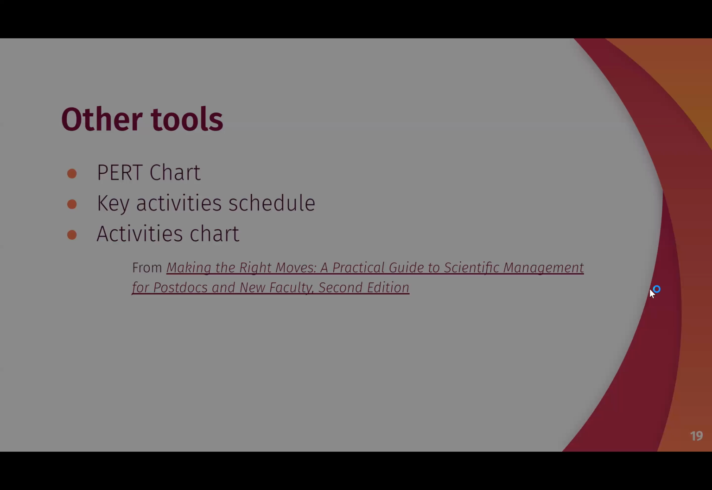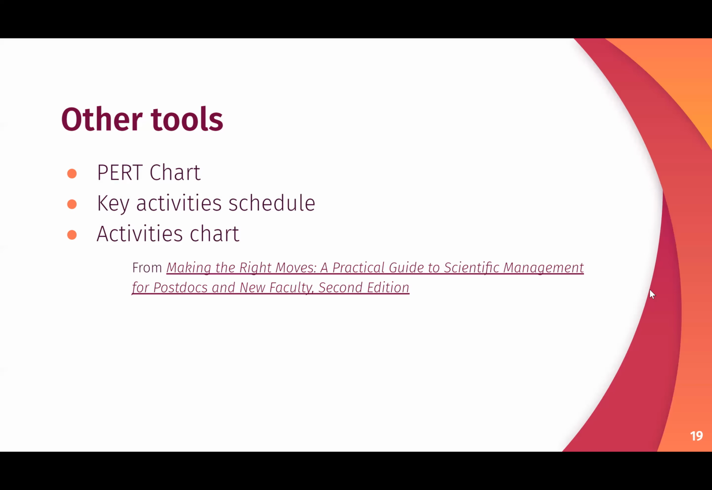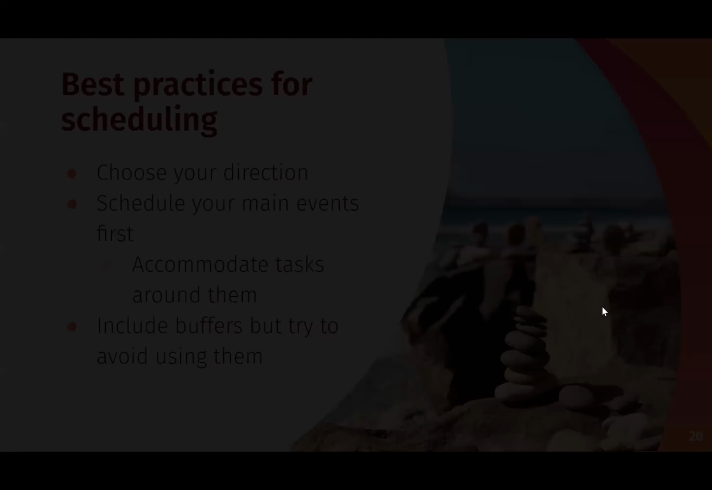We have done our Gantt chart. There are other tools. There's something called a PERT chart. There's also something called a key activity schedule, or activities chart. A lot of it you can find in this book that I have here. I find that either a Gantt chart or using MS Planner will be the things that most people will tend to go for. But there are other things. I'll be honest, I don't really understand PERT charts. So you can choose if that works for you. But if not, Gantt charts or MS Planner might be a really useful one.